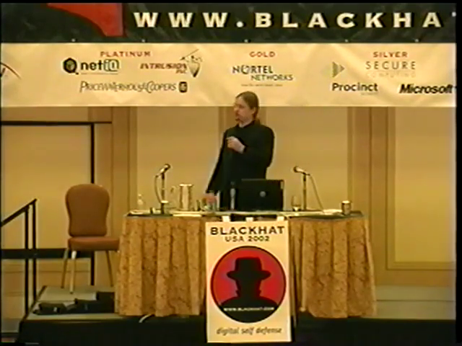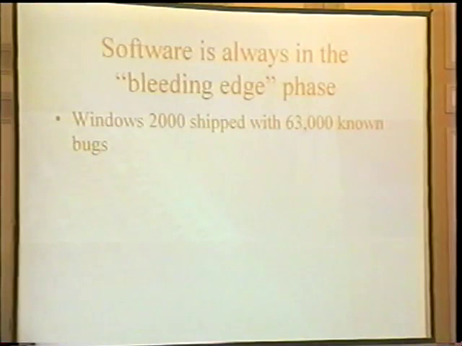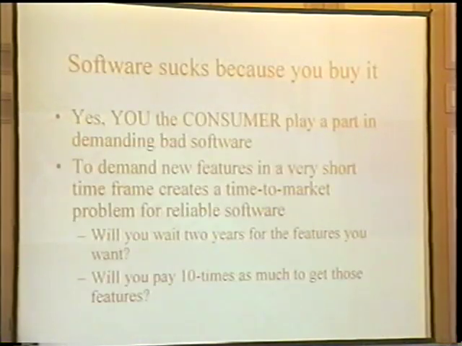Another contributor to the problem is the bleeding edge stuff. We're talking about the market demands. Windows 2000 shipped with 63,000 known bugs. As long as we continue to demand software that's always on the bleeding edge and has the latest features, this is what's going to happen. I mean, it is a market, and Microsoft can't afford to fix all the bugs, or otherwise you'd wait 2 years and pay 10 times as much for the same software.